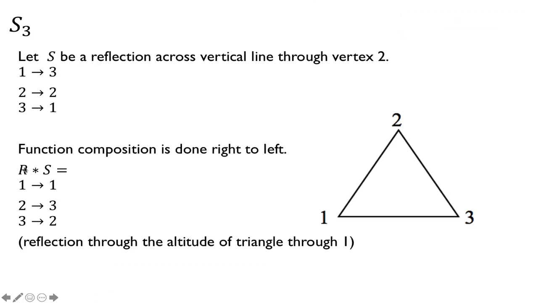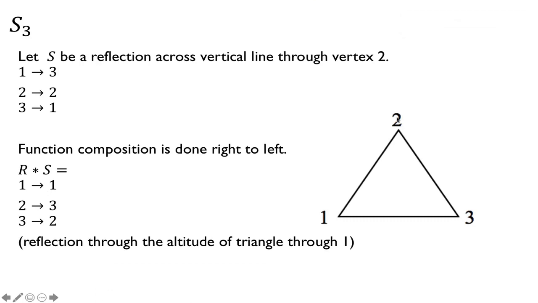For example, S is the reflection, and R is that rotation. It doesn't matter, but when we do function composition, the convention is to do right to left. I do S first, and then I do R. That's how we usually write our function notation. And so, for example, if I reflect and then rotate, 1 goes to 1, because I reflect over to 3, and then I rotate back.